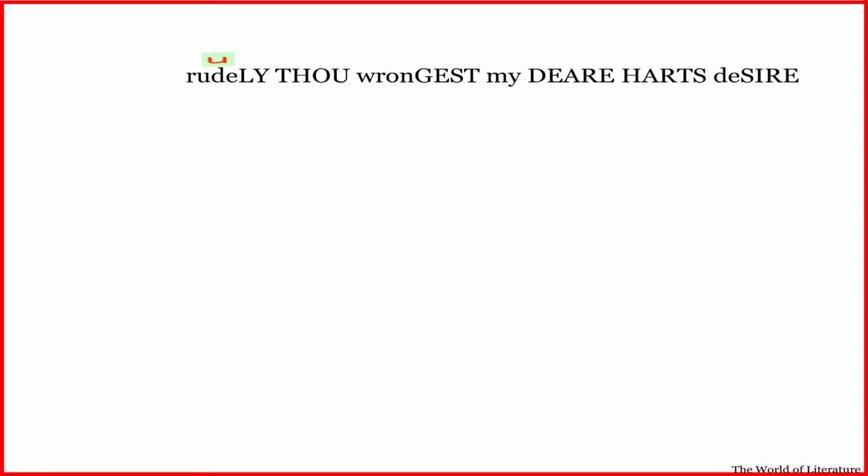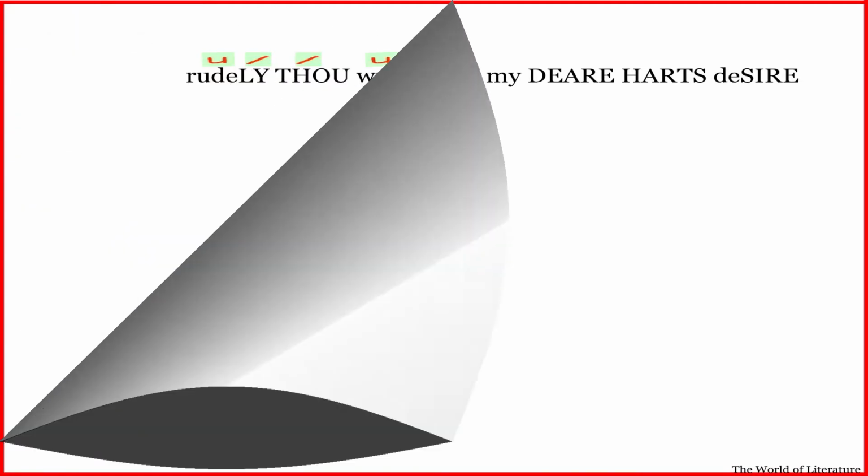For example, if you have a look at this meter, the first syllable of this verse is an unstressed syllable, that is "rude". "Ly" is a stressed syllable. So it begins with an unstressed syllable followed by a stressed syllable. But then the pattern changes and we have a stressed syllable, "thou", which is followed by an unstressed syllable, "wrong". And "est" is again a stressed syllable and then it is followed by an unstressed syllable. "Dear" is again a stressed syllable which is followed by "heart's", an unstressed syllable. And then we have "de", which is an unstressed syllable, and "sire", which is a stressed syllable.